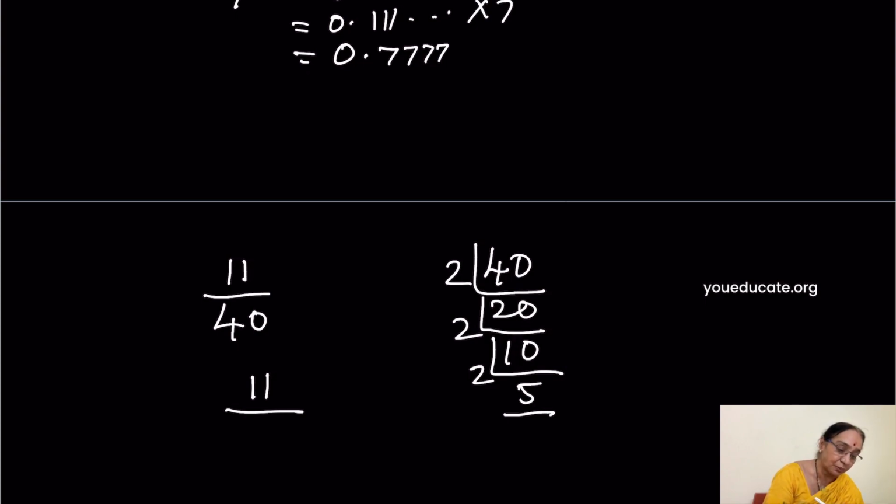Then you take the denominator and get its prime factors. So here you have 8 times 5, which is 2 cube into 5. So if the denominator has only factors 2 and 5, it will terminate. So if you do the long division, you can see that this 11 by 40 can be expressed as a terminating decimal.